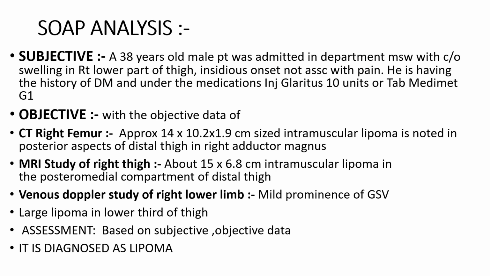CT of the right femur was done, in which an approximately 14 x 10.2 x 1.9 cm intramuscular lipoma is noted in the posterior aspect of the distal thigh in the right adductor magnus. MRI study of the right thigh showed about a 15 x 6.8 cm intramuscular lipoma in the posterior-medial compartment of the distal thigh. The venous Doppler study of the right lower limb showed mild prominence of the GSV, with a large lipoma in the lower third of the thigh. Based on this subjective and objective data, it was diagnosed as lipoma.